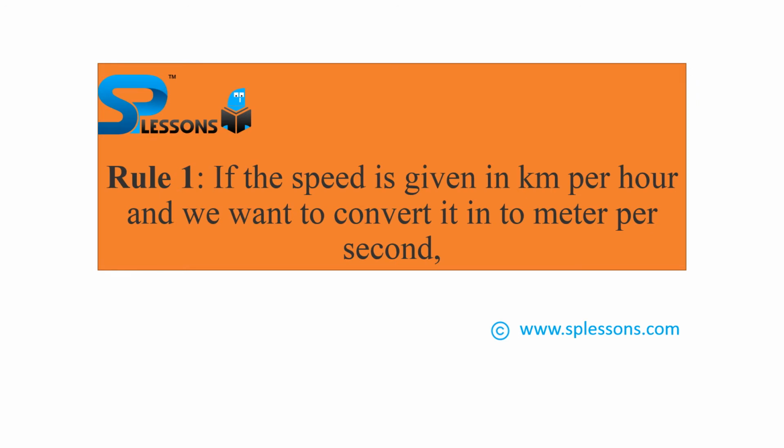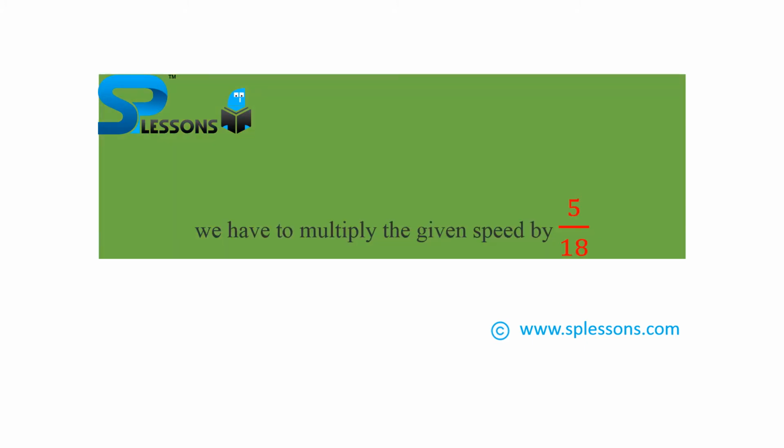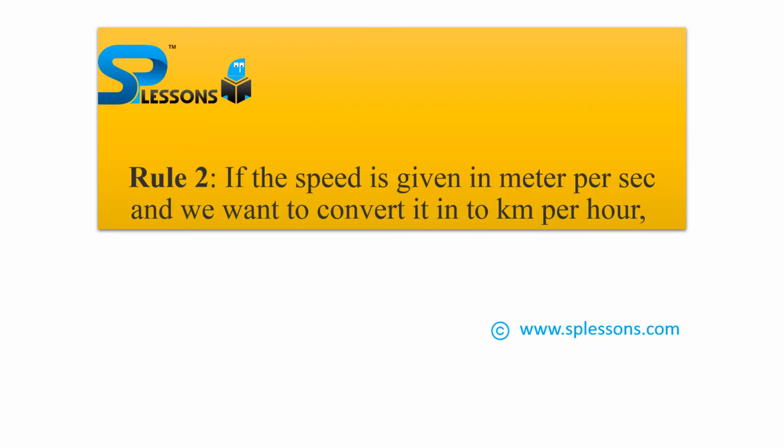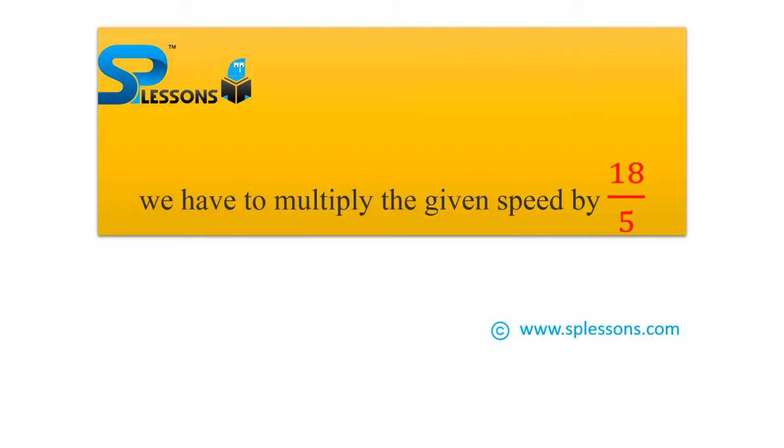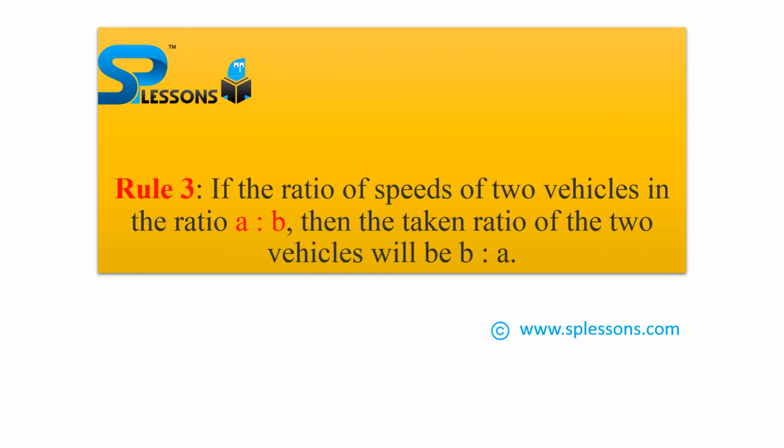Rule number 1. If the speed is given in kilometer per hour and we want to convert it into meter per second, we have to multiply the given speed by 5 by 18. Rule number 2. If the speed is given in meter per second and we want to convert it into kilometer per hour, we have to multiply the given speed by 18 by 5.